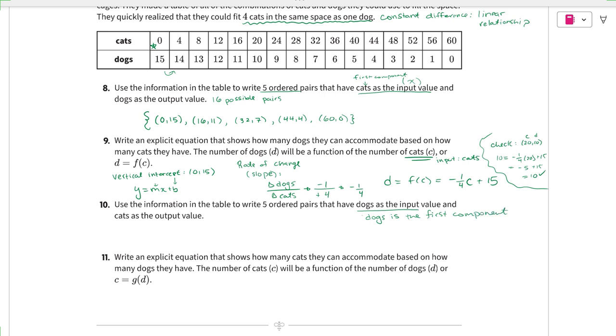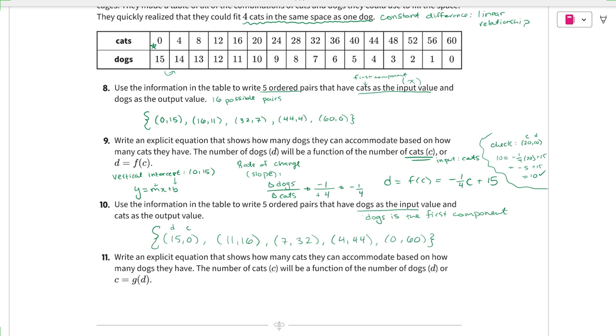Our input is always written as the first component. So I could honestly use the exact same pairings, right? I could do 15-0, but this time this is our dogs and this is our cats. So the pairing's still the same, just the order that I represent the number is different. I could do 11-16, I can do 7-32, and I can do 4-44, and then lastly 0-60. I did not have to pick the same 5.